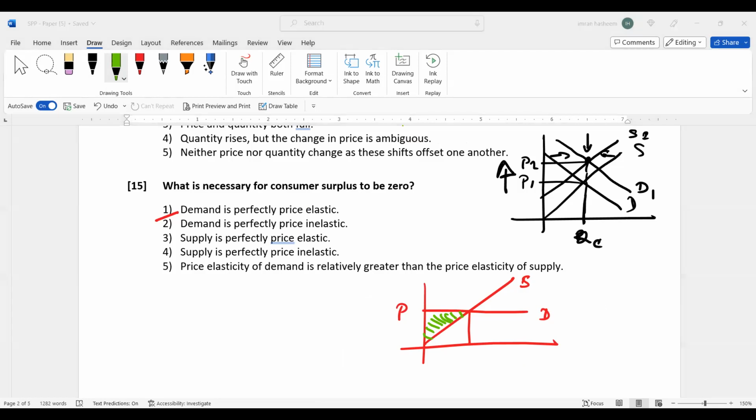Right. But here, perfectly elastic demand, normal supply. Consumer surplus is the area below the demand curve up to the price consumers pay. So area below the demand curve and the price, everything is the same because the demand curve itself forms the price if the demand is perfectly elastic. So no consumer surplus. Right. Again, there's a tool we learn for this in a very summarized way to remember all this. Okay. Right. Correct answer is 1 for question 15.